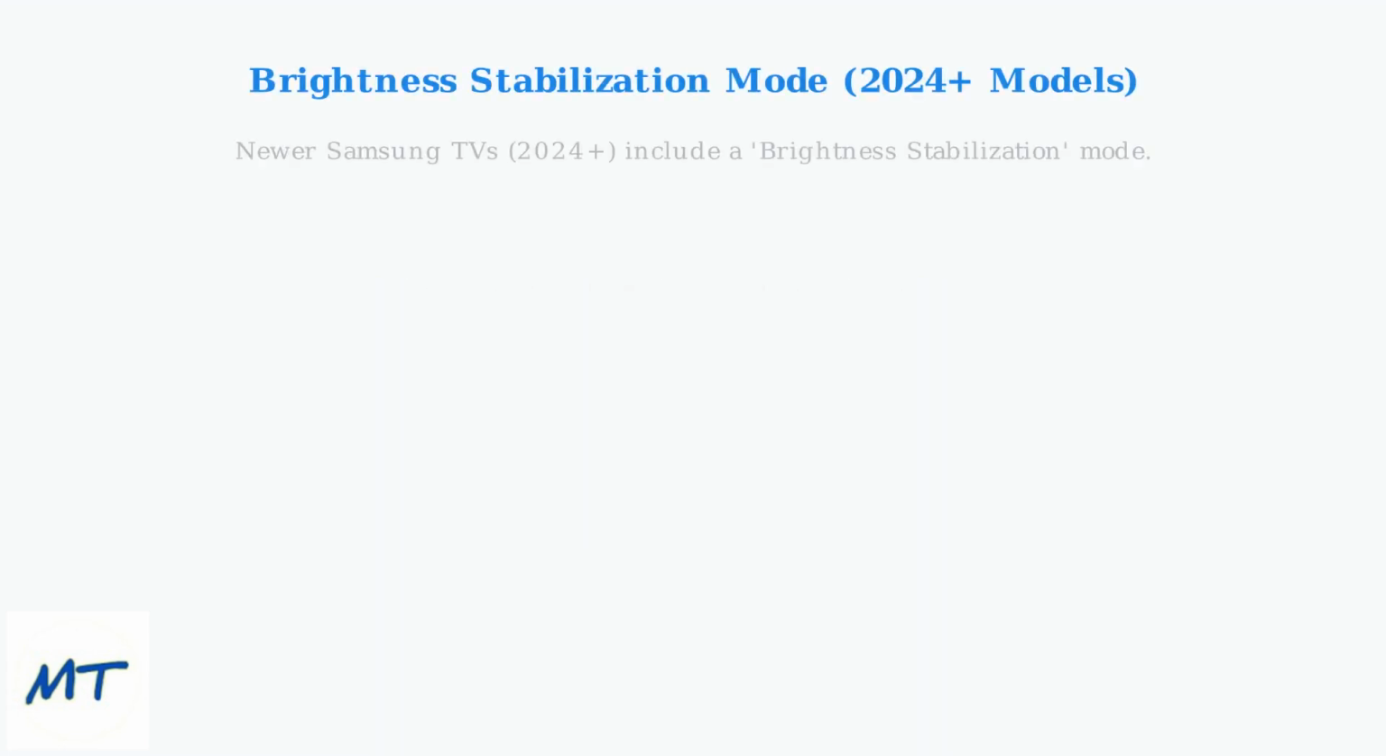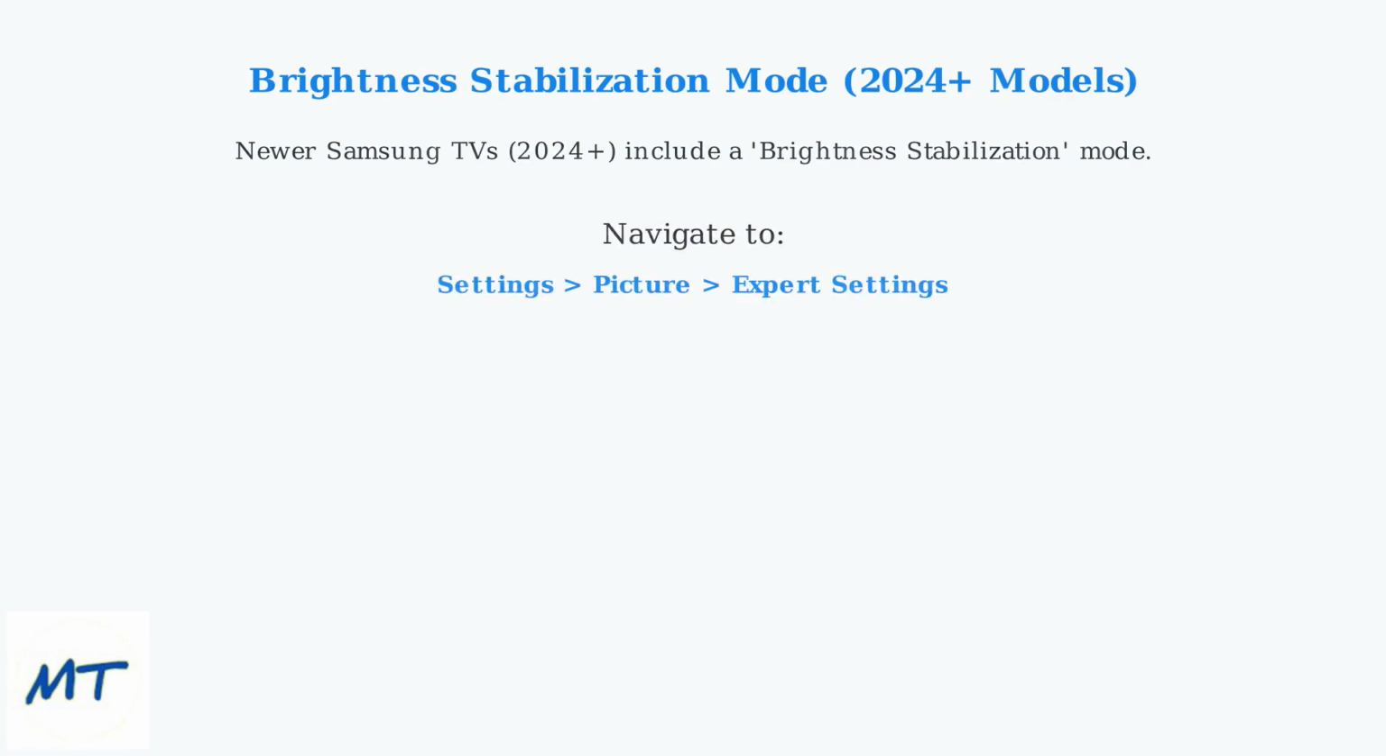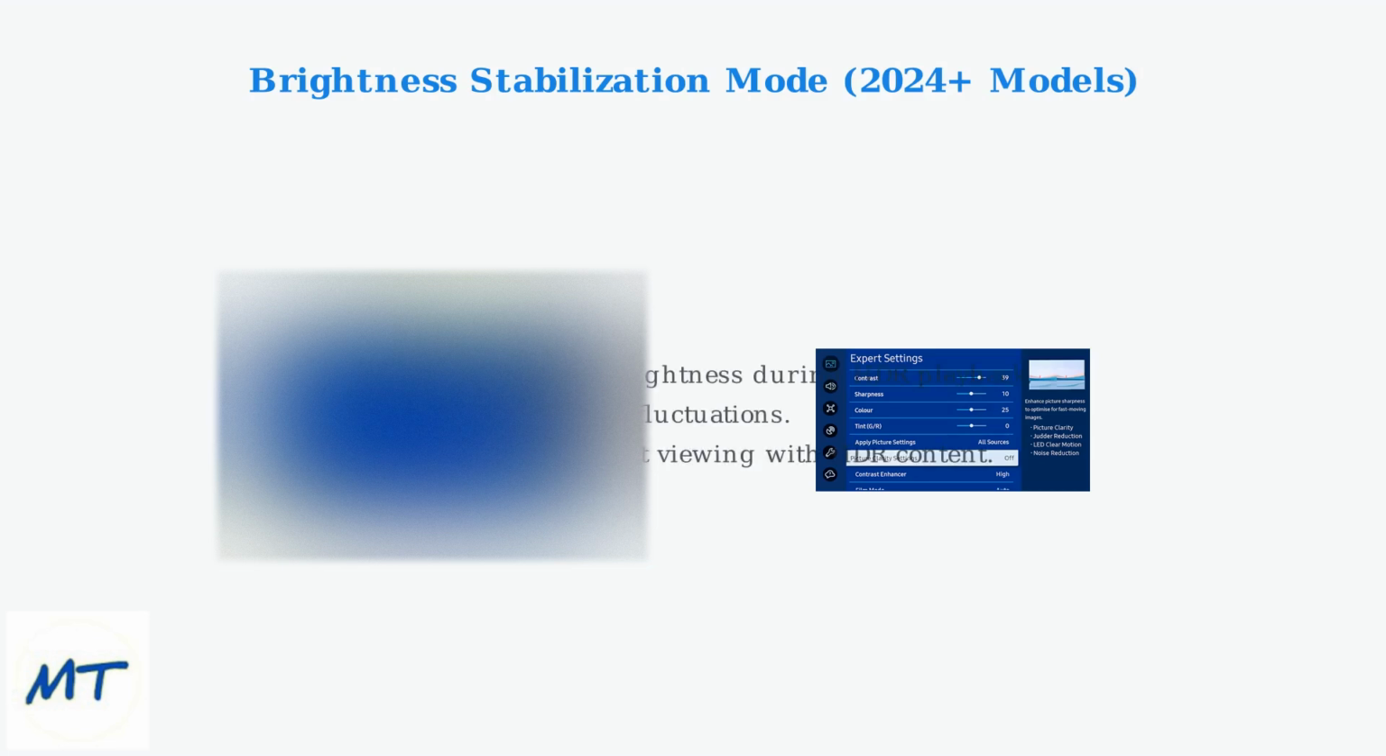Newer Samsung TVs from 2024 and later feature a brightness stabilization mode. To access it, navigate to Settings, then Picture, then Expert Settings. Enabling this mode locks the brightness during HDR playback, preventing unwanted fluctuations and ensuring a consistent viewing experience, especially with HDR content.